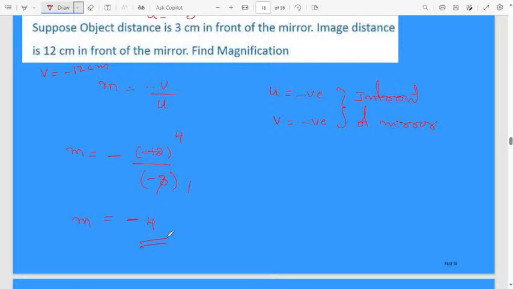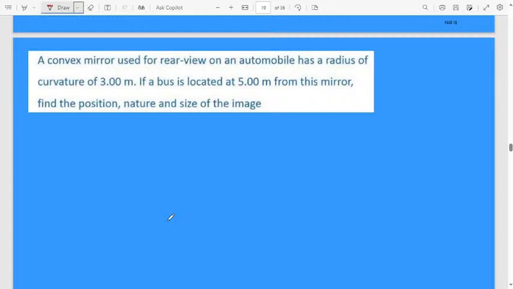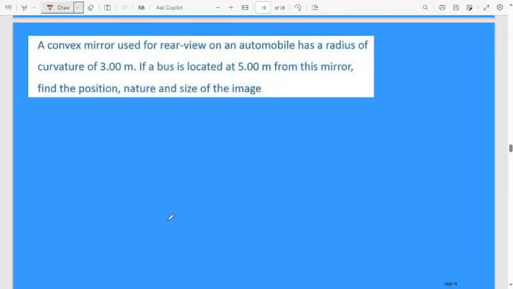Magnification here it is minus 4. Understood? You can consider minus divided by minus, or consider minus into minus, it will become plus. Plus divided by minus, you will get minus 4. The magnification value will be minus 4. Let us move to the next question.